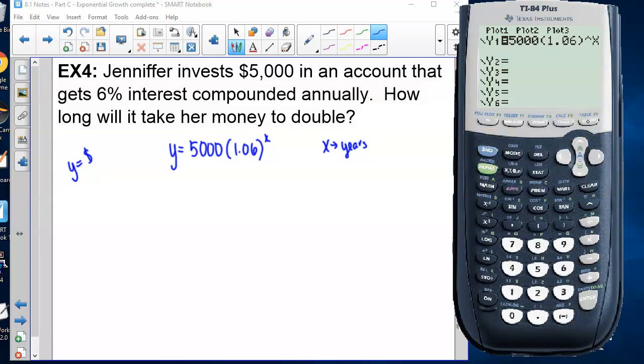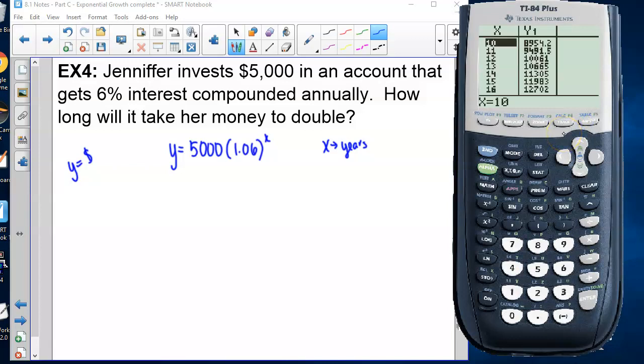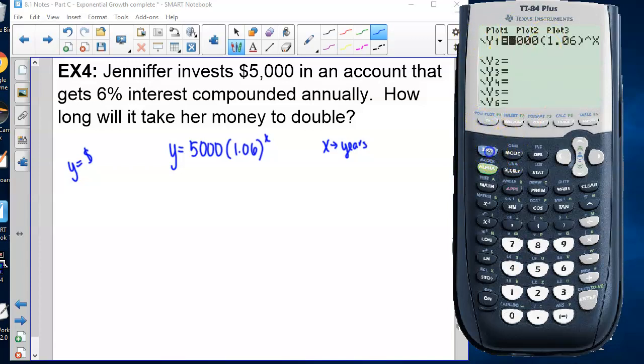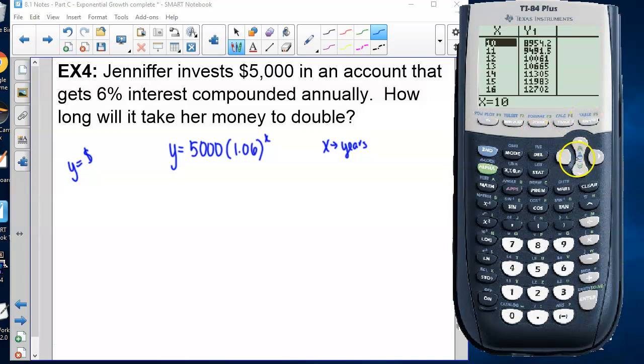And we go to our table. So you go to Y equals, type it in. Then you do second graph to go to the table. How much would she have if her money has doubled? 10,000. So we're looking for when it hits 10,000.